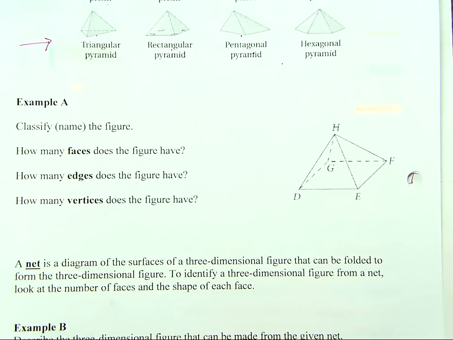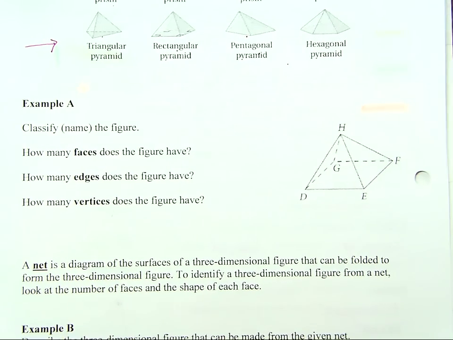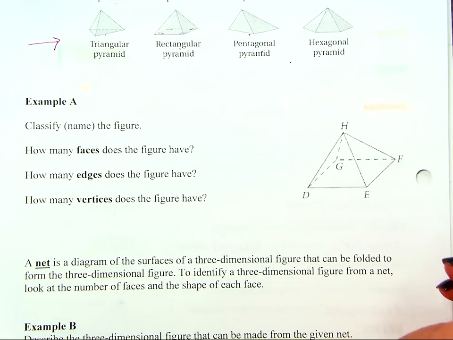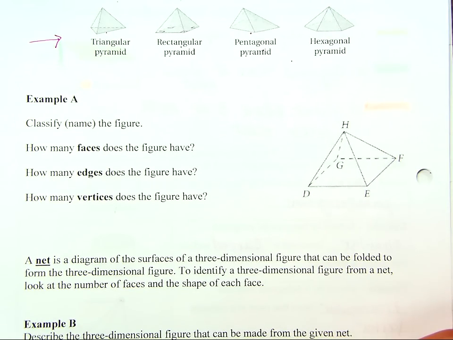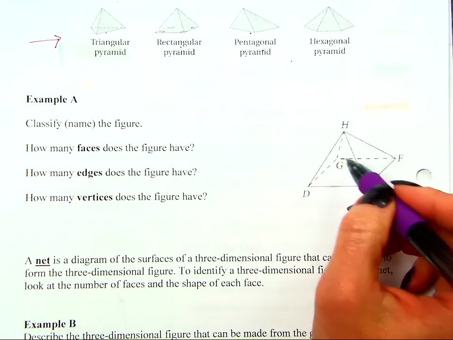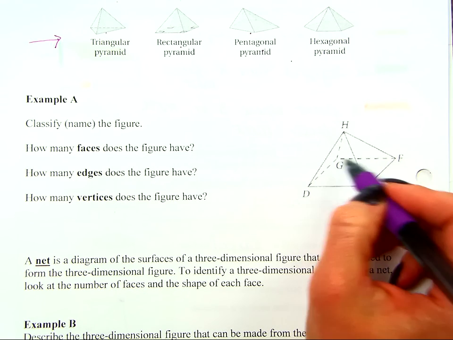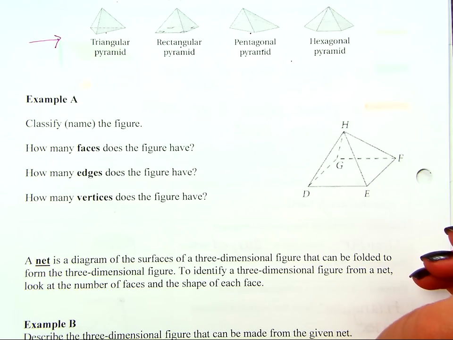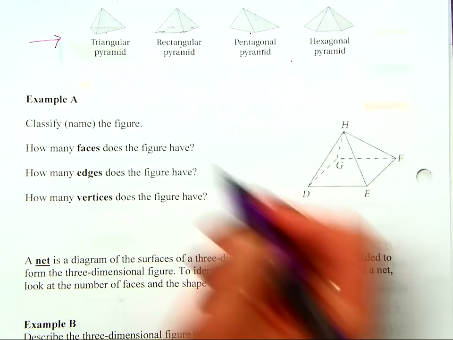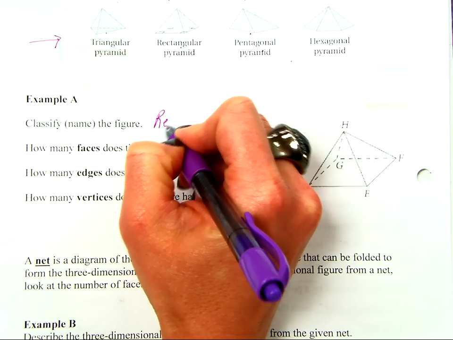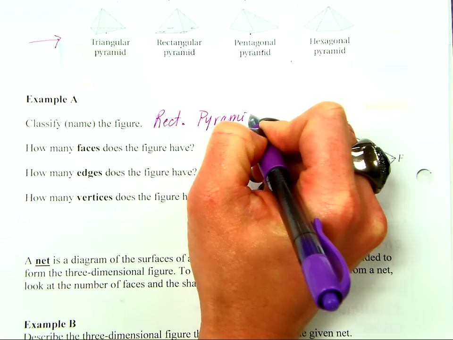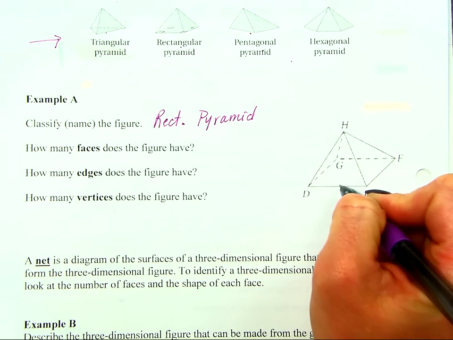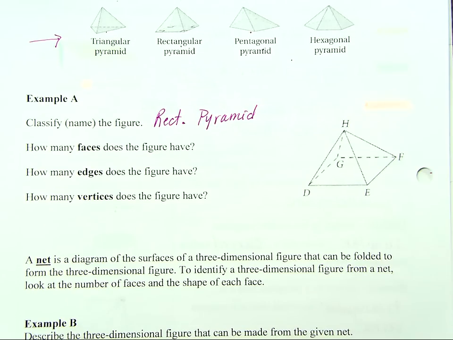Looking at example A, I am asked to classify my figure. Because I only have one base and it comes up to a common point, I know this is a pyramid. In this case, it's a little hard to tell with my base. I don't know for sure if that is a square or not, because I don't know if these are equal. So I would probably classify that as a rectangular pyramid. If it had the tick marks in there, then I would know that it is a square pyramid.